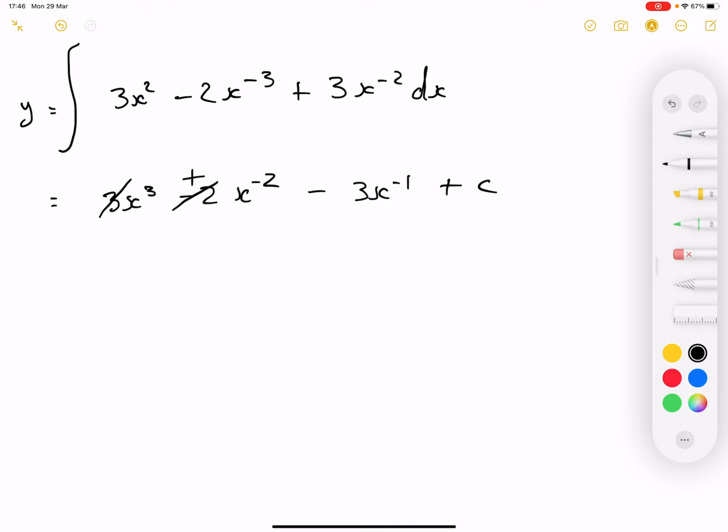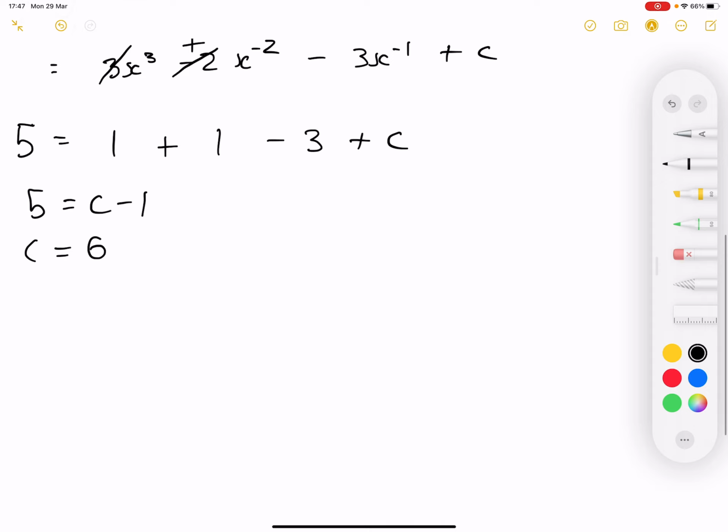To find c, we were told that y is equal to 5 when x is equal to 1. So 5 is equal to, no, not 3, 1 for x cubed, which is just 1, plus 1 over x squared, which is just 1, minus 3 over 1, which is just 3, plus c. Therefore, 5 is equal to c minus 1. Therefore, c is equal to 6. And what our question asked us was to express y in terms of x. This means we have y is equal to x cubed plus x to the minus 2 minus 3x to the minus 1 plus 6, which is answer C.